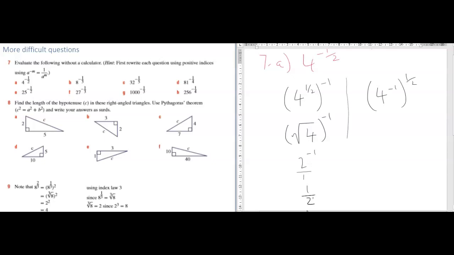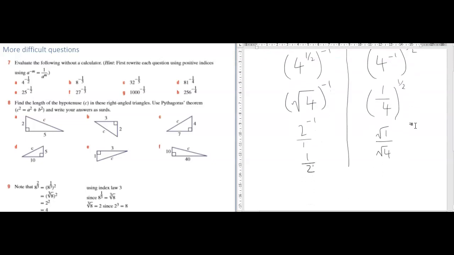Now, if you wanted to do it the other way, so 4 to the power of negative 1 is 1 over 4. And then we've got that to the power of a half. Now, when we've got the index on the outside of the bracket, both the numerator and the denominator is taken to the half. So we're going to have the square root of 1 over the square root of 4. The square root of 1 is just 1. And then the square root of 4 is 2. So either way, you get the same answer, obviously.